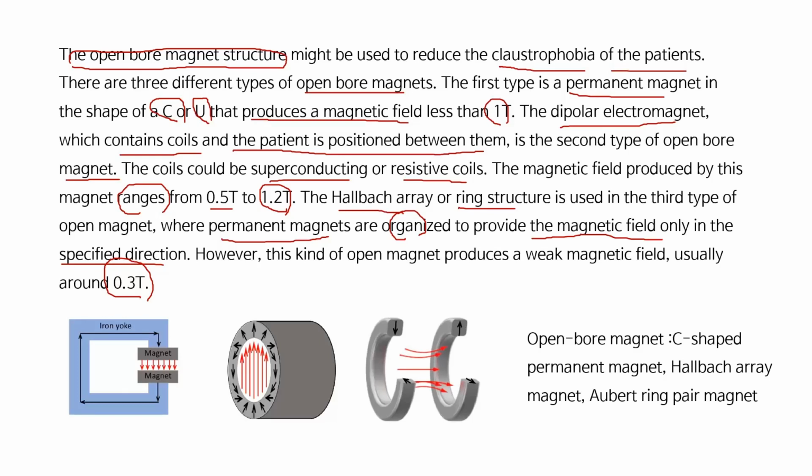This shows the C-shaped magnet, the Halbach array magnet, and the orbit ring pair magnet.